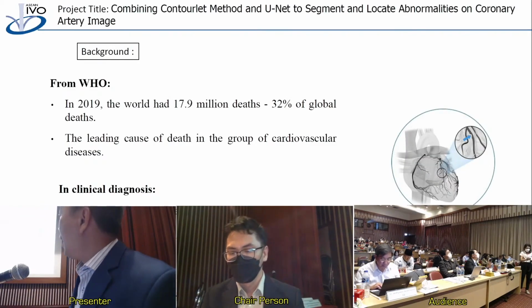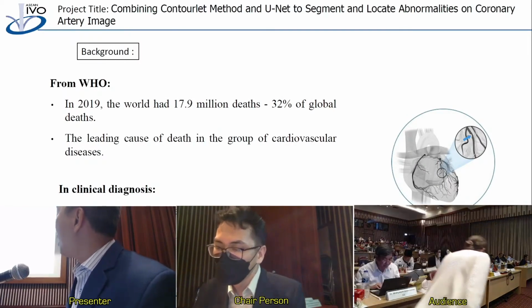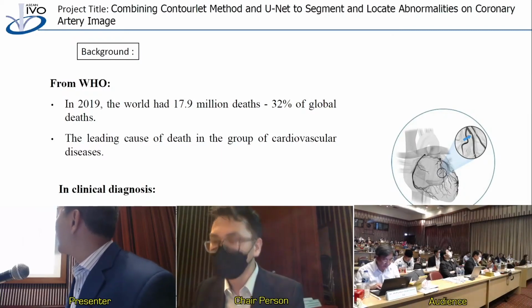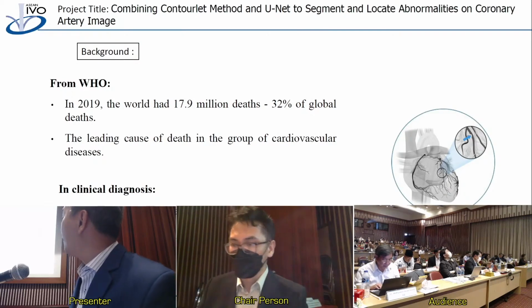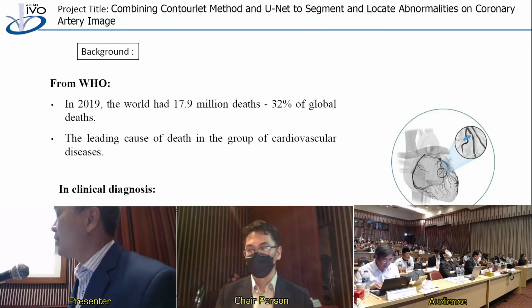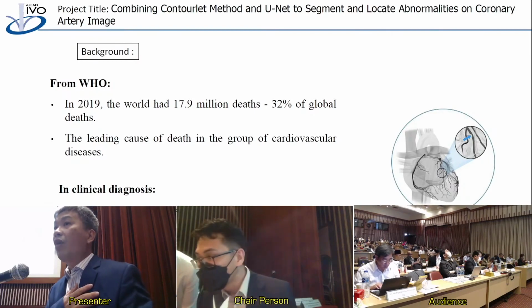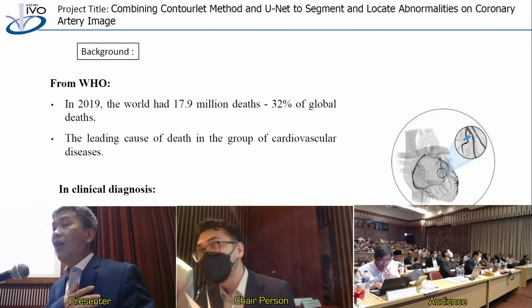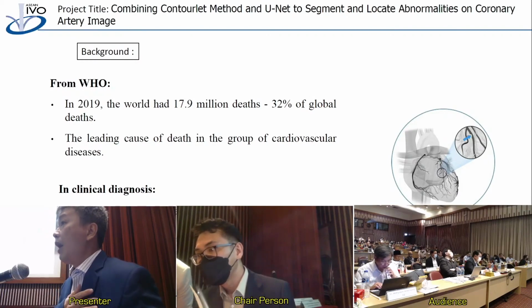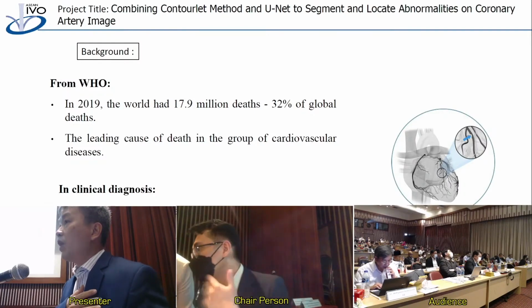In 2019, over 17.5 million deaths occurred in the world, over 32% of global deaths. The leading cause of death in the group is cardiovascular disease. It is some problem in the vessels of the heart. If we have a problem, these are abnormalities. So we can have an accident right now, and we don't know what happens there. These are the reasons, and this comes from the hospital.